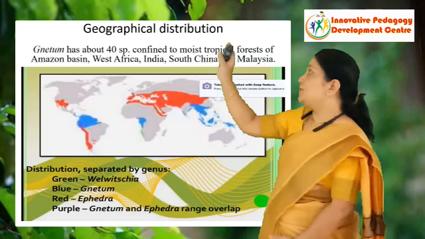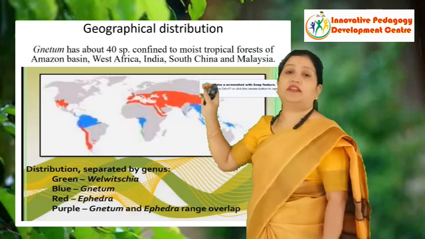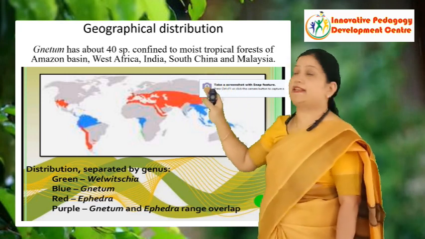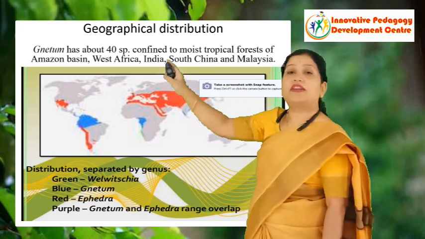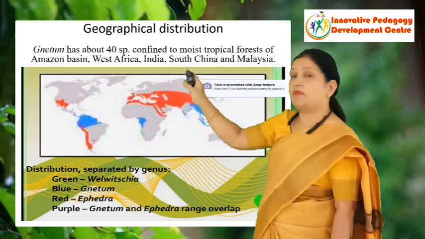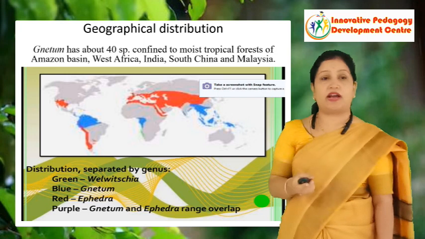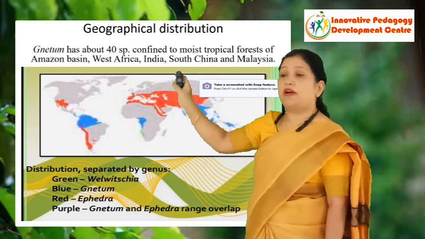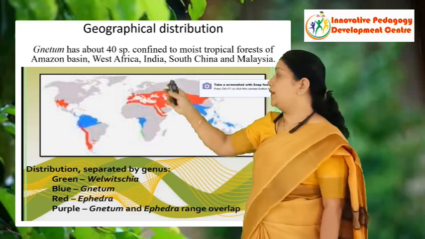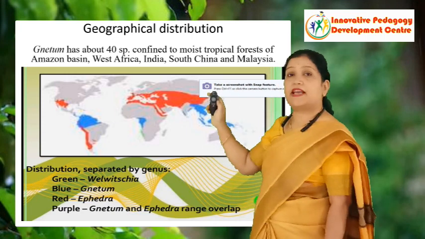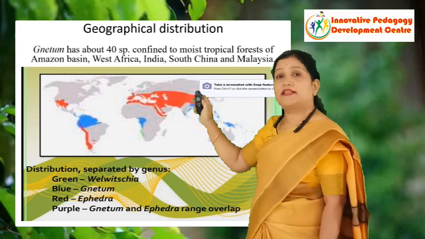When we look to the geographical distribution, the Gnetum is represented by 40 different species, and they are mostly confined to the tropical forests of Amazon basin, West Africa, India, South China, and Malaysia. In this particular map, the blue region is showing the presence of the Gnetum, and here some of the species are endemic, that means they are restricted in a certain region.